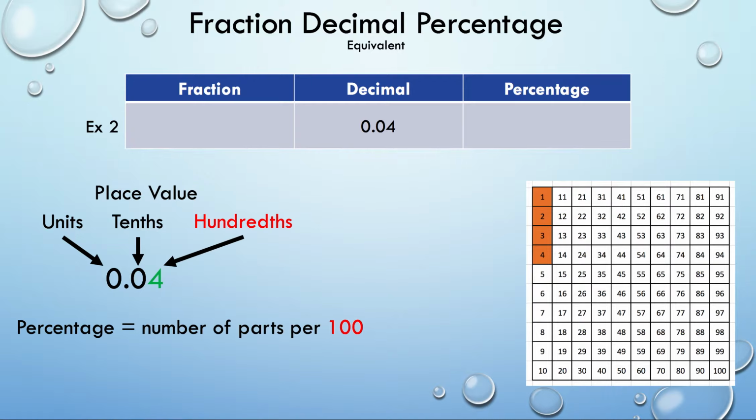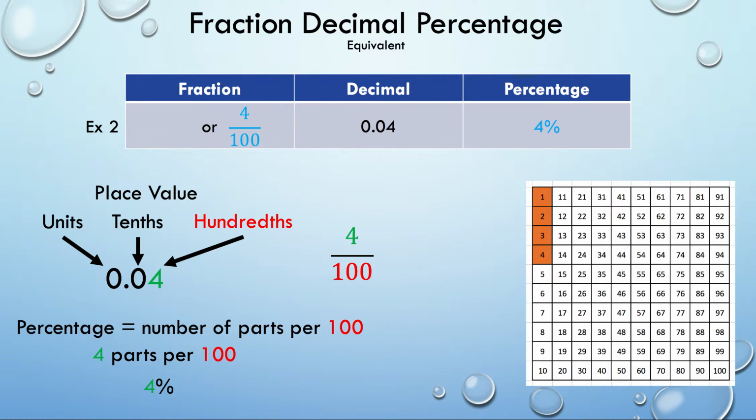So then we can use the percentage definition to help us define the percentage. Number of parts per 100. Well, we have 4 parts. So we have 4 parts per 100. Then we can just go ahead and write out the symbol instead of the words. And we're going to use that 4 parts per 100 to write our fraction.